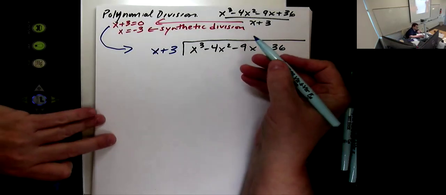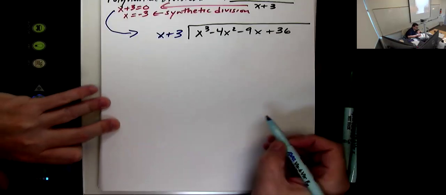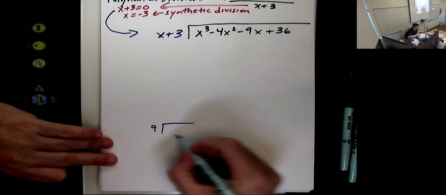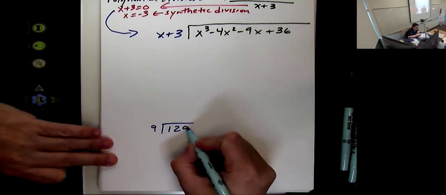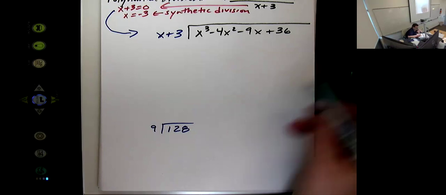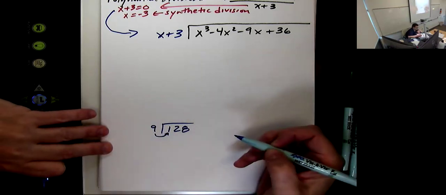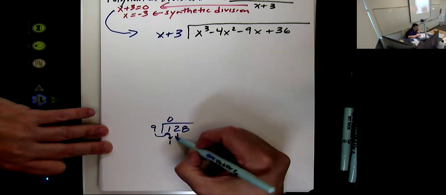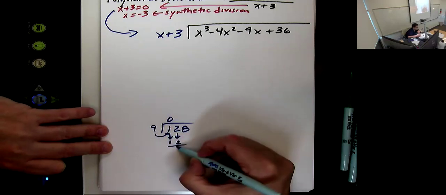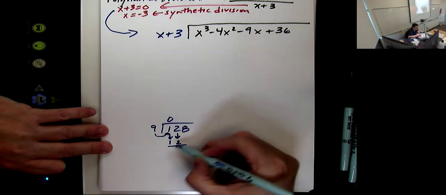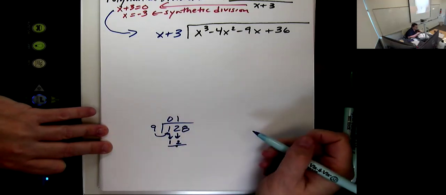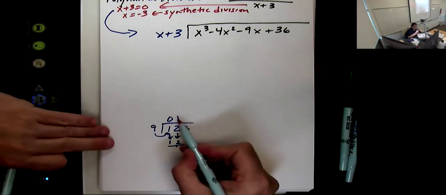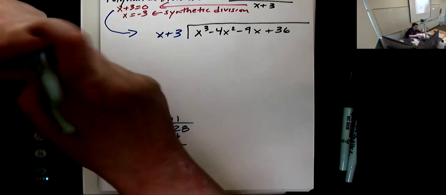So let's picture what you would do if we were dividing 9 into 128. You would go, does the 9 go into the 1? No. Bring the 1 down, carry the 12 down. Does 9 go into 12? Yes, it goes in 1 time. What we did at this point is, let's do this instead. Let's go along with what's up here.